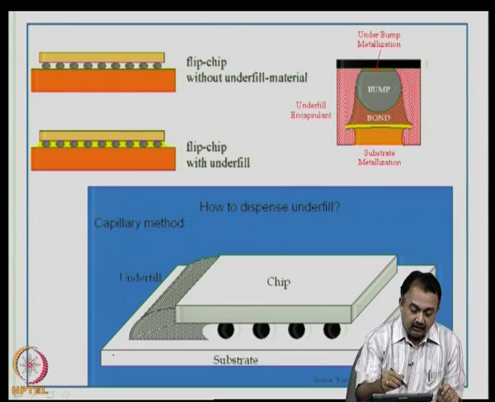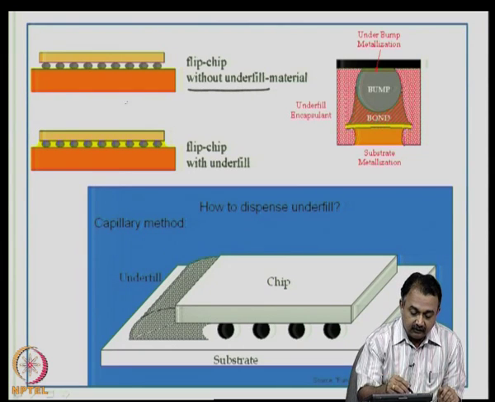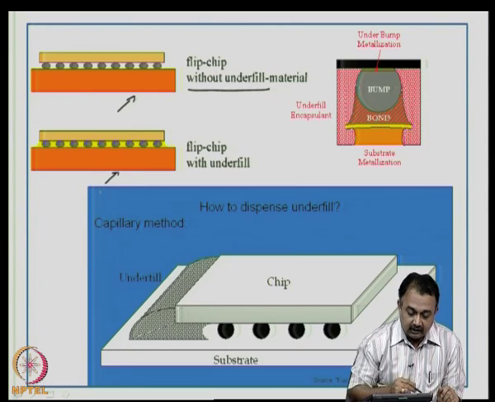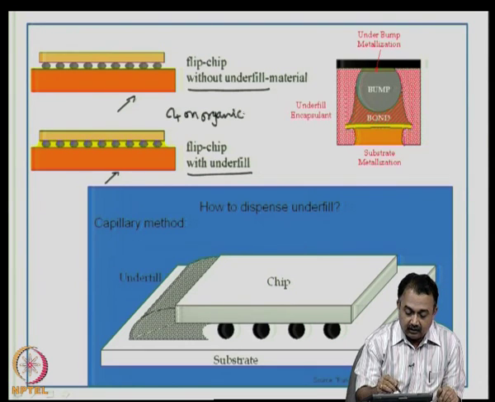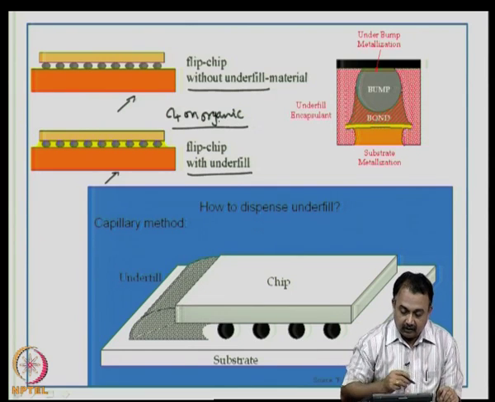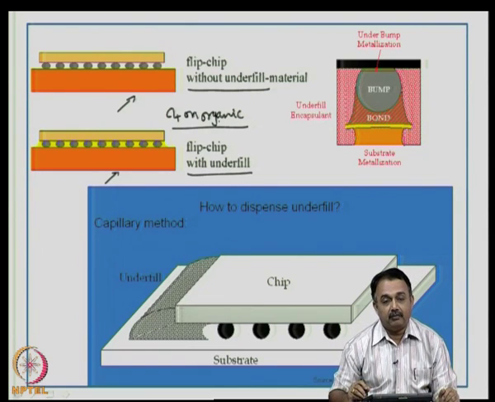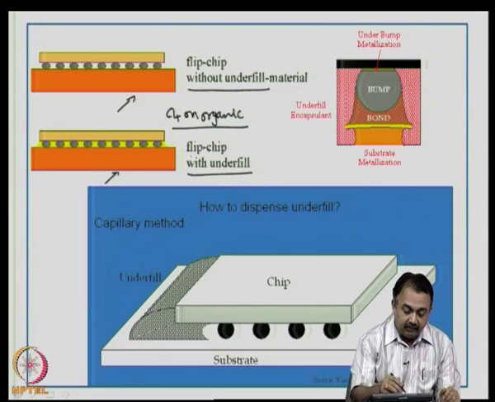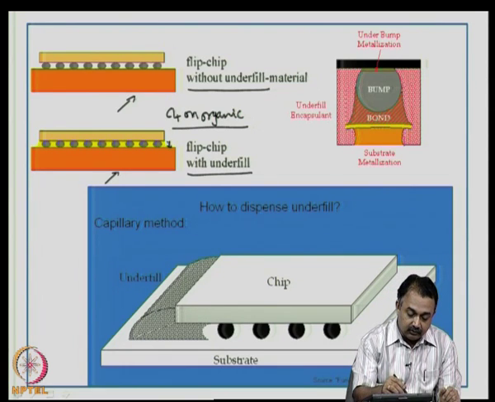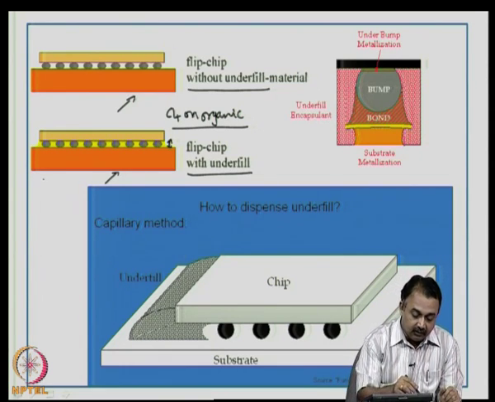So, this is an example or illustration of a flip chip without underfill, and here you see an example of flip chip with underfill. So, remember that if you are going to do a C4 on organic, you better use an underfill material. And how do you dispense it? Because the gap between these two is very small, typically about 100 to 125 microns.